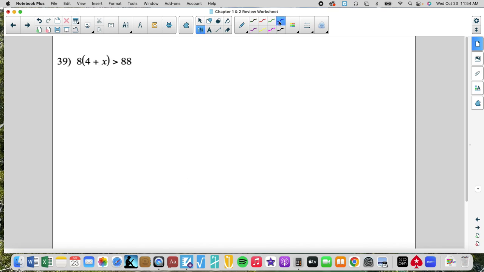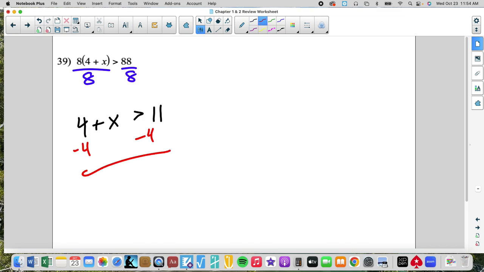We can distribute. Here's a high school way. Let's divide by 8 first. And 4 plus x is greater than 11. And we subtract 4 from both sides. And x is greater than 7. That's the easy way.